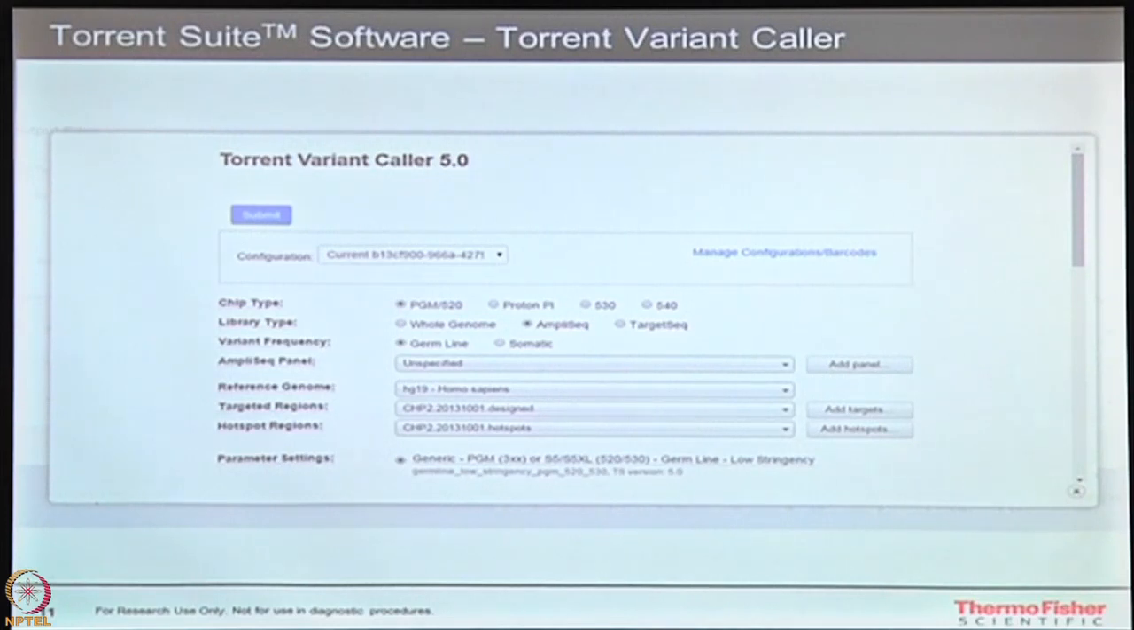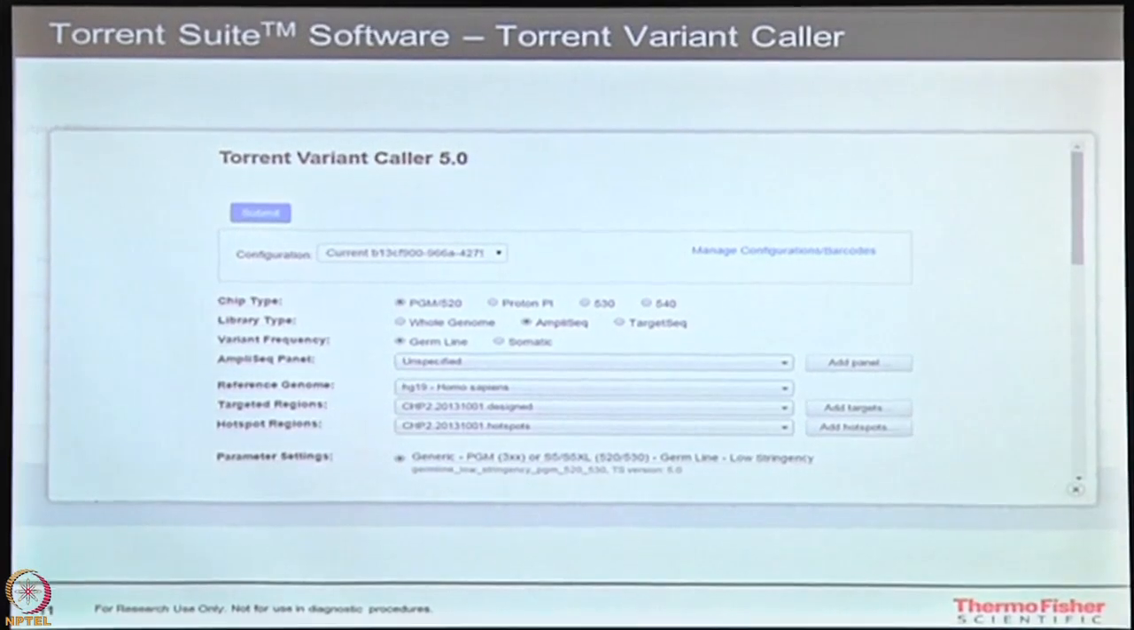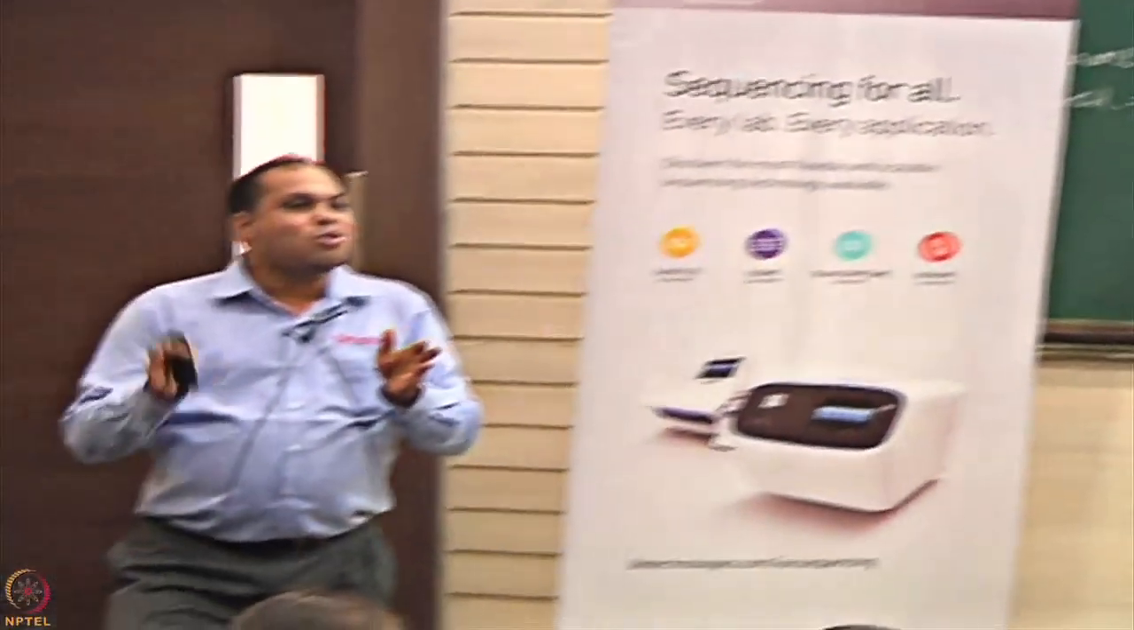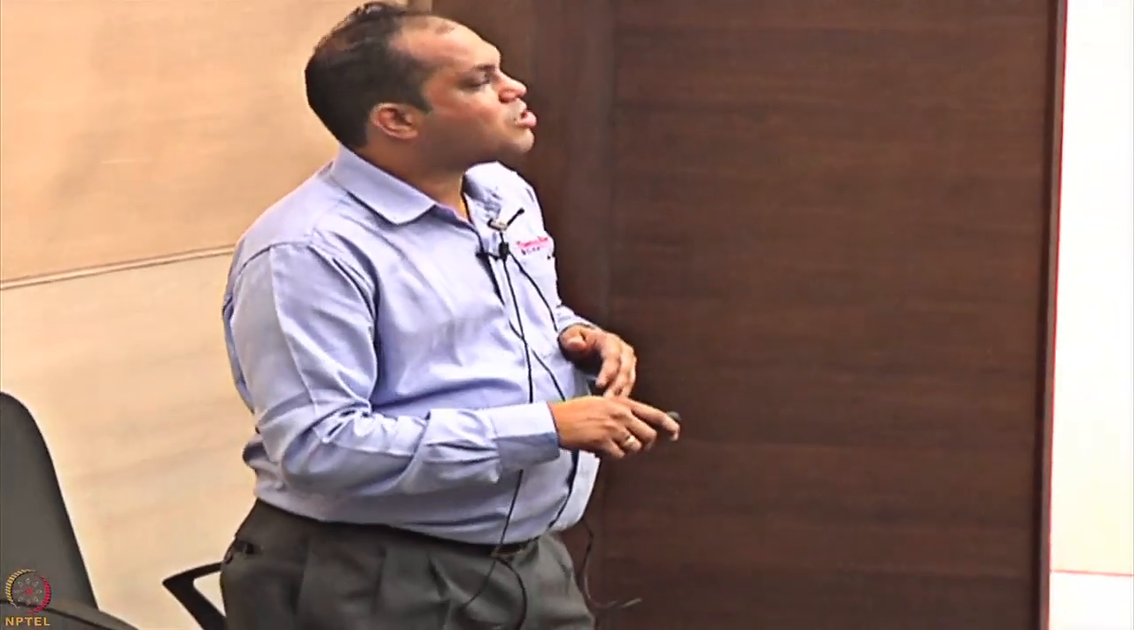And these files could be uploaded for doing the analysis in Variant Caller. Once my design is uploaded, variants would be called only in those regions which we have designed. It will not go and look for some other regions. Once those designed regions are given, it also has something called a hotspot.